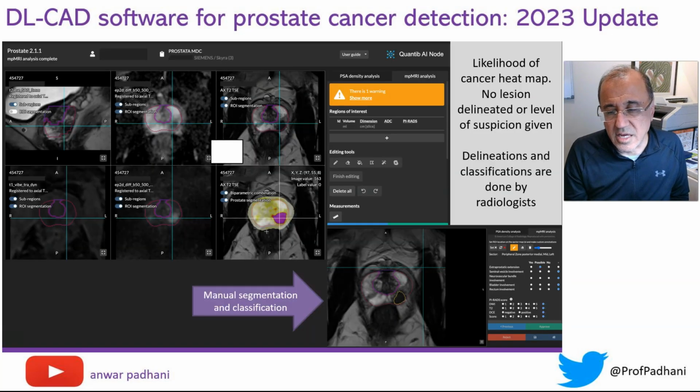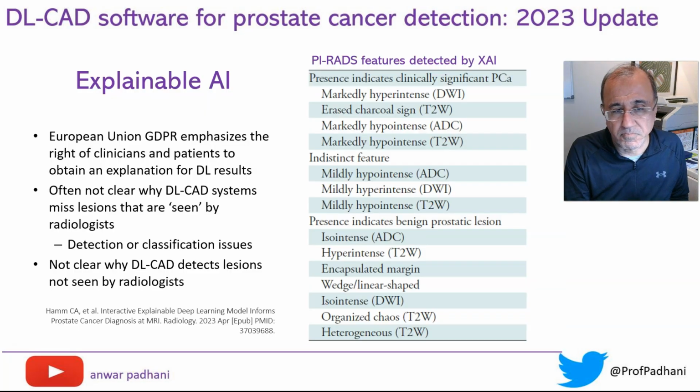And this is the Quantib AI, and here you can see you get a heat map, but there's a step that's required. In other words, you have to manually segment this and classify the lesions manually, and this is to be done by the radiologist. So how much work do you want to do with each piece of software?